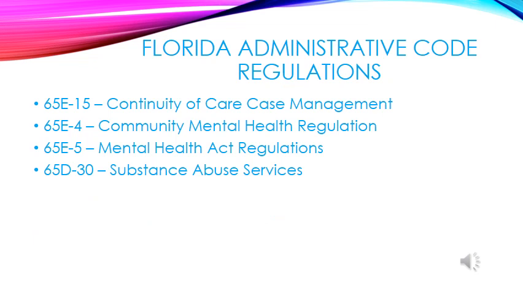When the Florida legislature passes a law, that law typically grants authority to one of the departments of the state to develop regulations for the implementation of the law. So for both the Baker Act and the Marchman Act, that authority was given to the Department of Children and Families. The implementation regulations for those two acts are found in several places in the Florida Administrative Code, where department regulations are published.